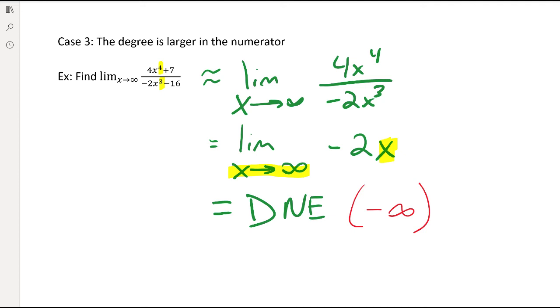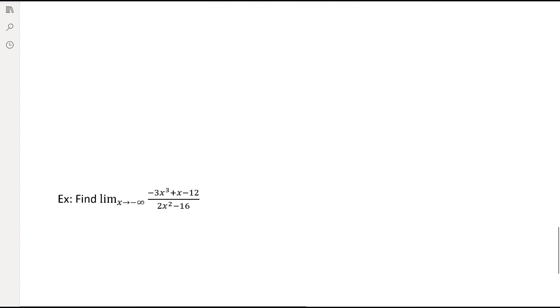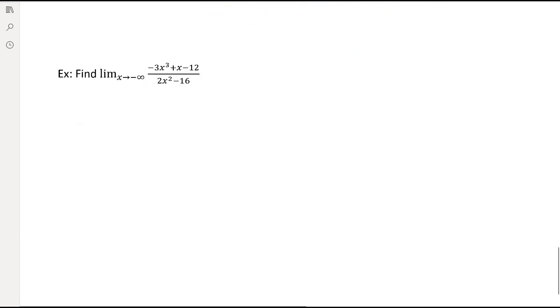Okay? The reason why I did that is I took that very large positive value and I plugged it in for x. That's how I determined that I'm approaching negative infinity as far as my limit. Okay? Let's try another one of those. This might be a little confusing.